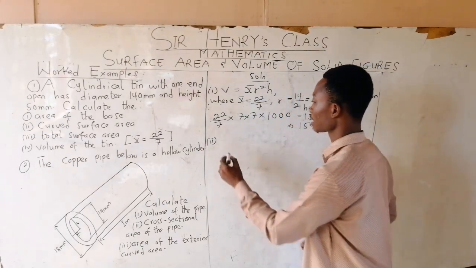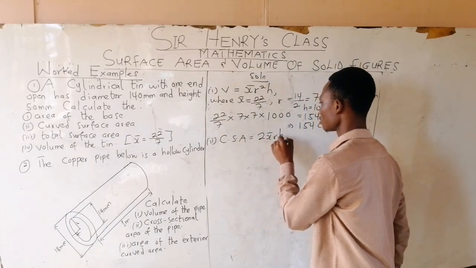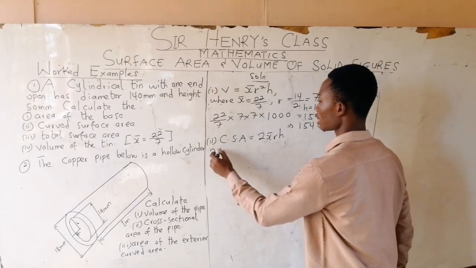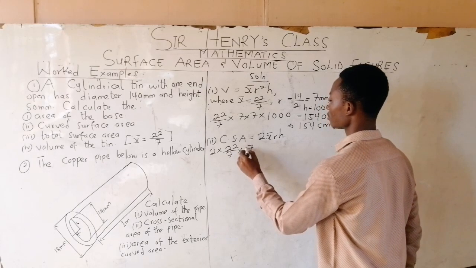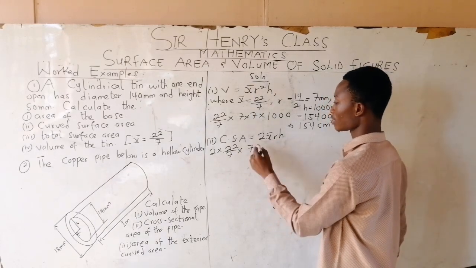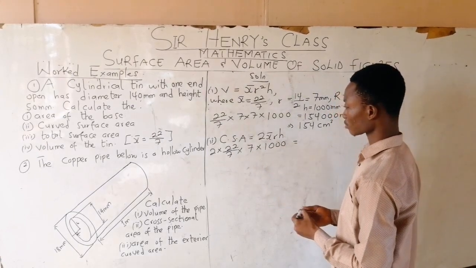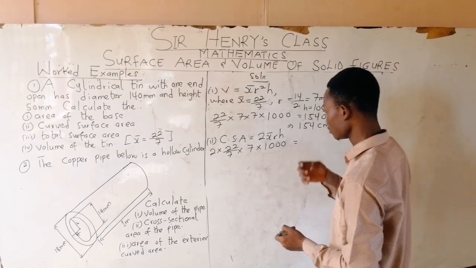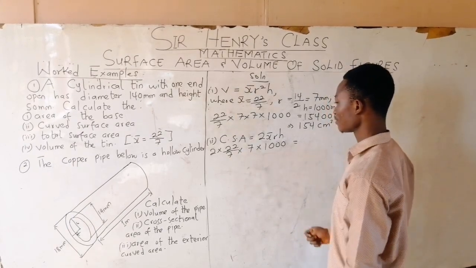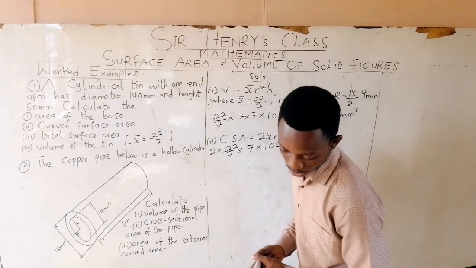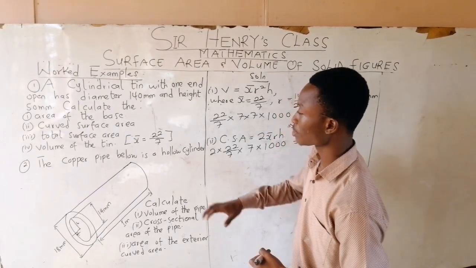The next one says the curved surface area. That is given by 2 pi r h. Now, 2 times 22 over 7, our radius is still 7, but we are not using the big one, the small one, small r as you can see. Height is 1000. Solving this, 7 reduces 7. 2 times 22 is 44. 44 times 1000 is going to give you, wait. Oh, I'm still looking at this one.